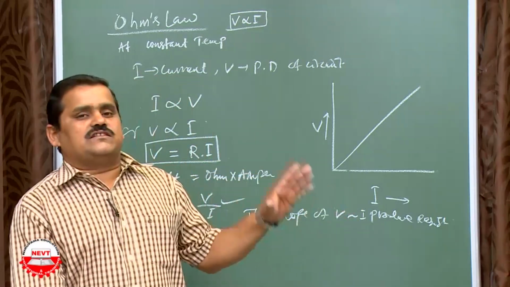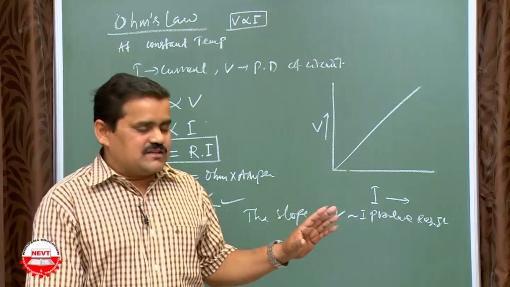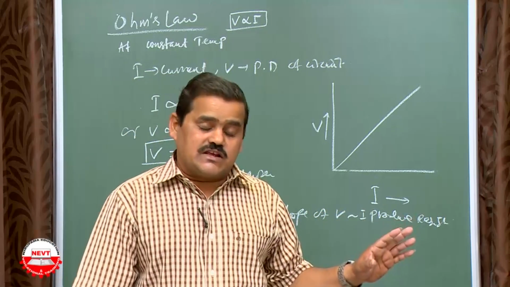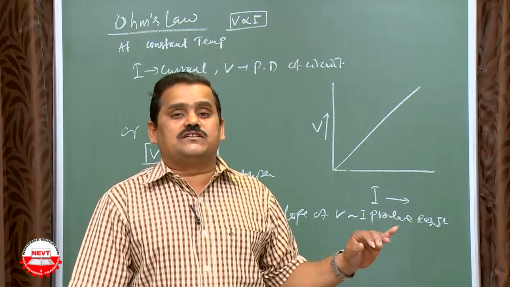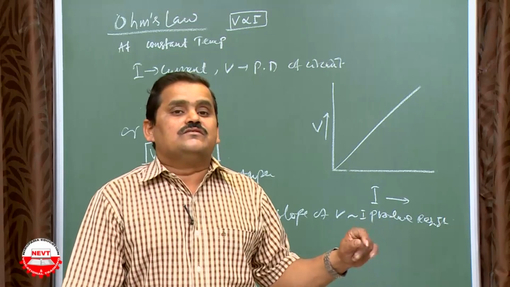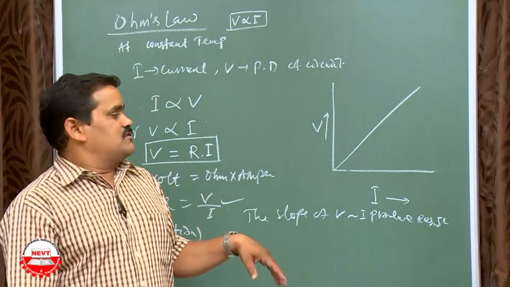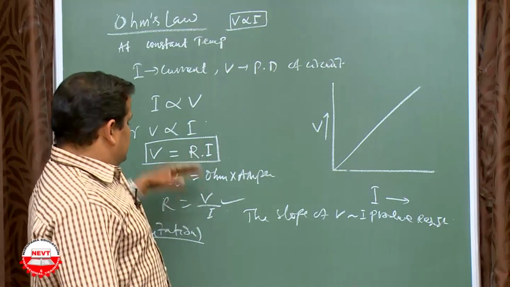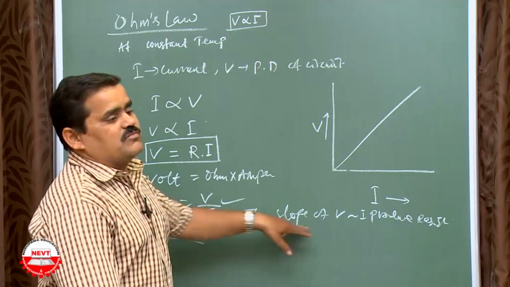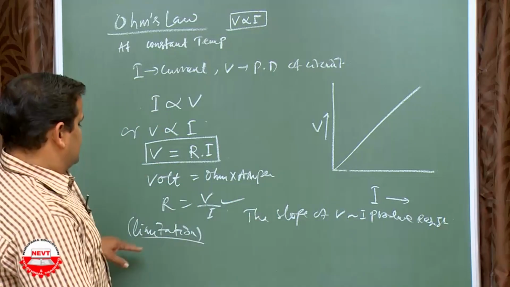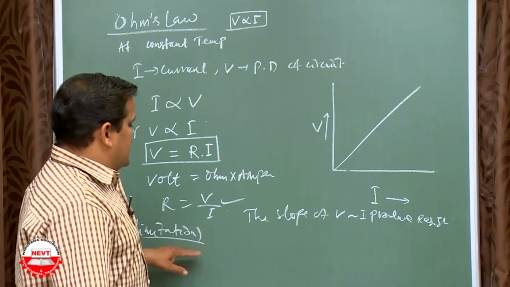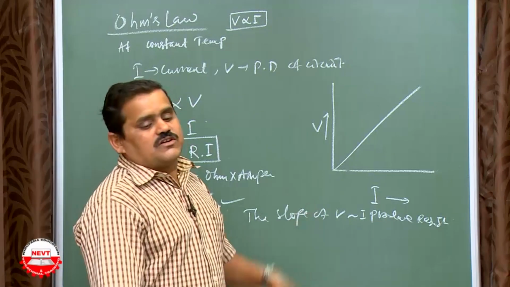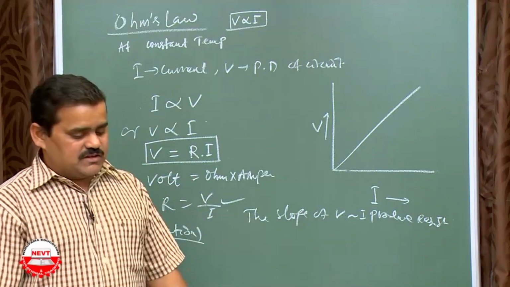If thickness increases, then the resistance decreases. If thickness decreases, resistance increases. That means resistance is inversely proportional to thickness. We'll discuss this later on, thickness or area of cross section. So here are two limitations of Ohm's law: first, the temperature must be constant; second, the wire must have uniform cross section or uniform thickness.